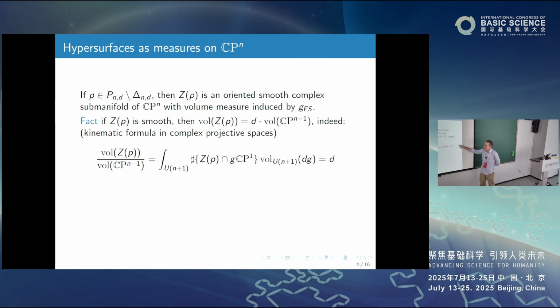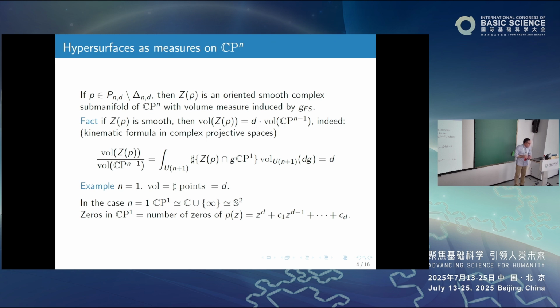You can see, for instance, this fact by considering what is called the kinematic formula. That means, to measure the volume, you can just take Z of P and count the intersection with complex lines. But it's not necessary to just focus on this formula. Okay, so as I was mentioning, in dimension 1, you know that this fact just means that the number of complex zeros just depends on the degree and not on the particular polynomial. It's always equal to D.